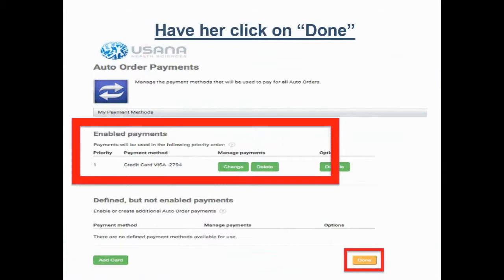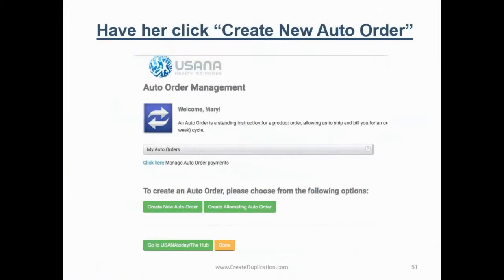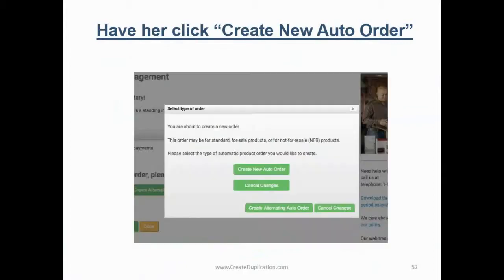Okay, so you can add several cards here if you want to have different credit cards, but you just made your credit card active, so now you can save the most money on your USANA orders. Now after you click on done, you're going to go ahead and click on create new auto order. Do you see that? Marianne, and so she clicks on create new auto order, and then you're going to have a pop-up window like this, and you're going to have to click create new auto order again. And I don't know why they do that, but that's just how you do it. You have to click on create new auto order twice.